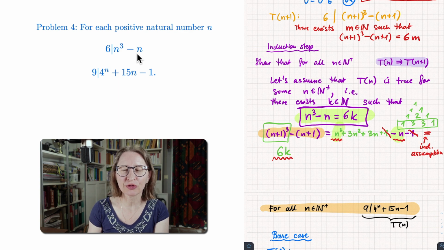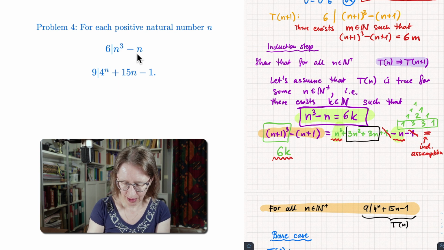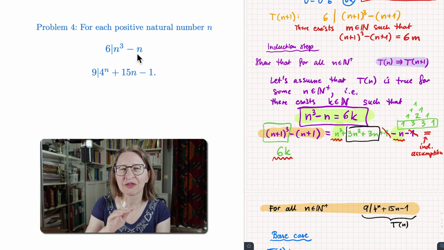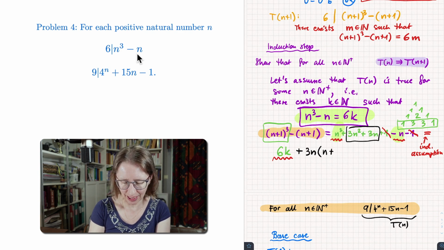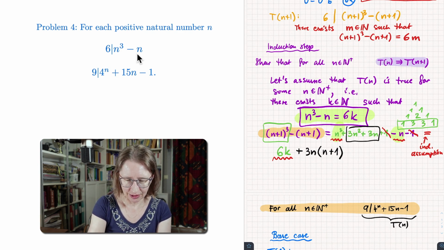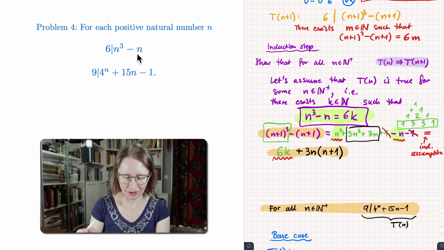And now, what about this remaining part? We still have this part here. I will take black for this. And now we still have to prove that this remaining part is divisible by 6. And here I can factor out 3n and write in parentheses n+1. So you see that this is my expression for (n+1)^3 minus (n+1).